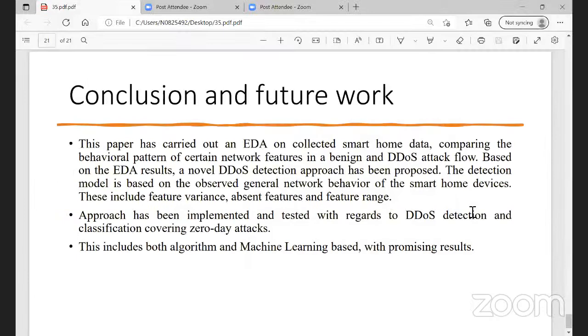So to conclude, this paper did the EDA, and it's trying to change the narrative from just focusing on visible statistics and encouraging to ask questions why other parameters that are normally there are absent. And I'm happy to let you know that this approach has been implemented and tested with regards to detection and also classification and covering zero-day attacks. It was done in a two-way solution, both algorithm-based and machine learning-based, and we're having promising results. Thank you very much.